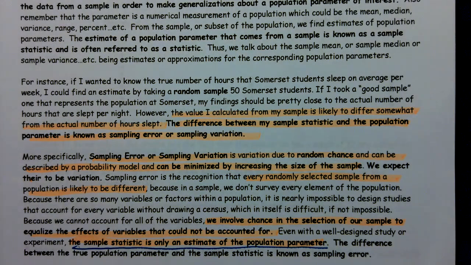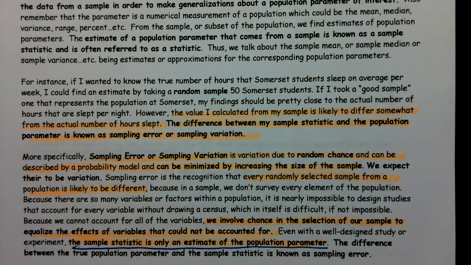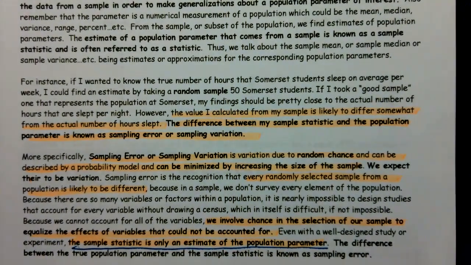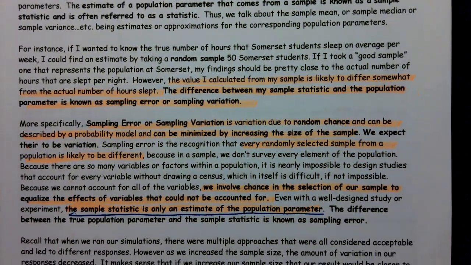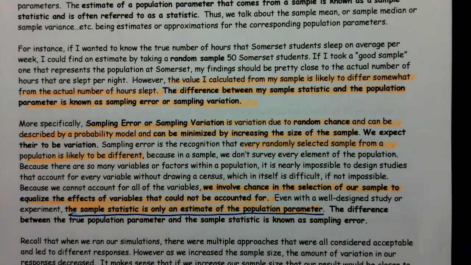Because we cannot account for all those variables, we have to involve chance in the selection of our sample to equalize the effects of variables that cannot be accounted for. So we involve chance to equalize variables that we can't account for. Even with a well-designed study or experiment, the sample statistic is only an estimate of the population parameter. Please note the word estimate. The difference between the true population parameter and the sample statistic is sampling error.